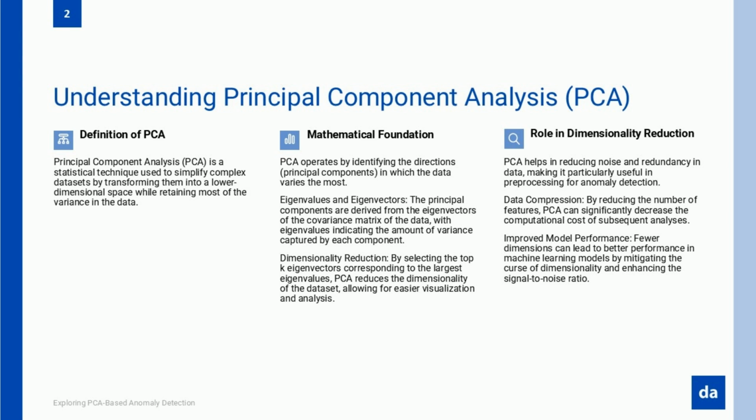In the next section, we'll break down the exact steps to compute PCA, from standardizing data to computing covariance matrices, performing eigenvalue decomposition, and finally projecting data onto principal components. By the end of this, you'll not only understand PCA, you'll see how it transforms data into something much more insightful and powerful for anomaly detection.